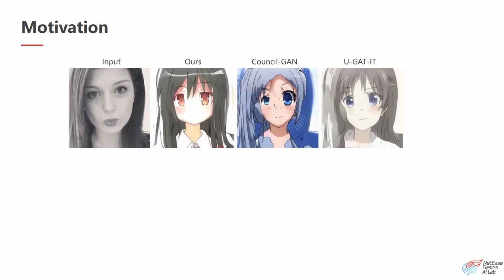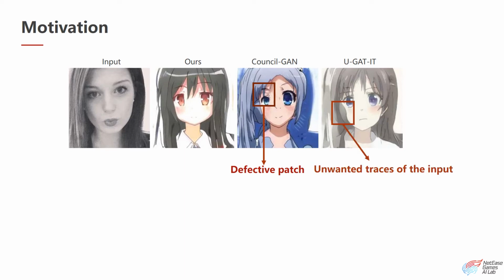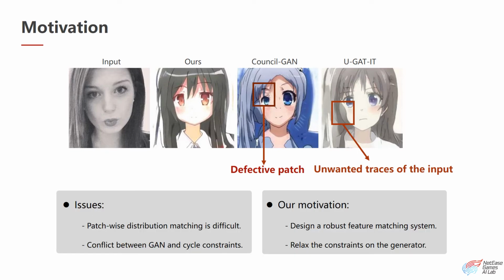In practice, we often see defective patches with a PatchGAN-based method. Why is that? PatchGAN applies the same convolutional layers for all the patches. This is sufficient for the texture changing tasks, since the target texture is usually similar all over the image, but it's less visible for the shape deformation. And with the cycle constraints, some unwanted traces of the input image are often left on the generated image. Our motivation is to design a feature matching system which is more robust than the patch-wise distribution matching. We also want to relax the constraints on the generator.